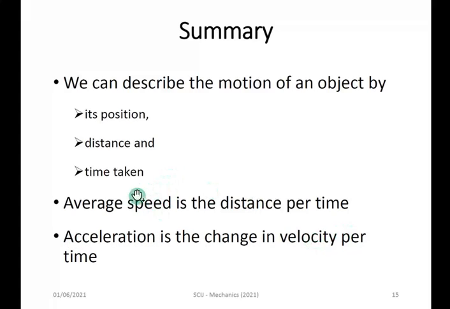Velocity, for what we are doing, is the same as the speed. We get to appreciate the difference, but for now, we can talk about them as being the same. So acceleration is the change in velocity or the speed per unit time. We'll talk much more about these quantities in other videos.